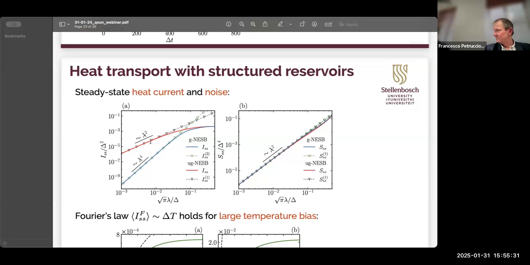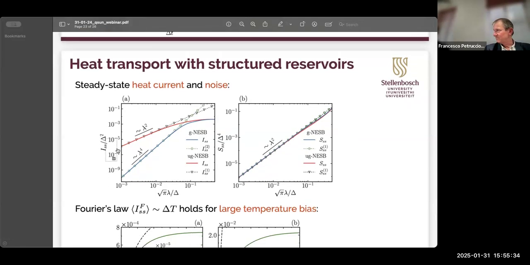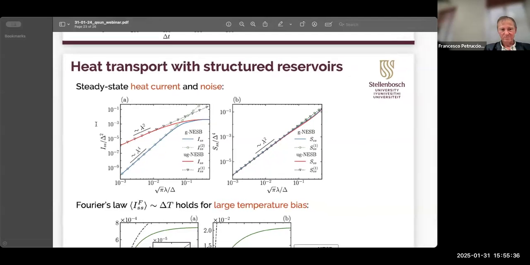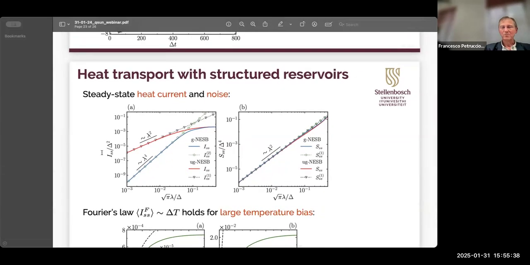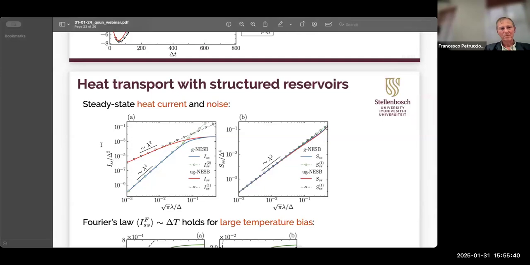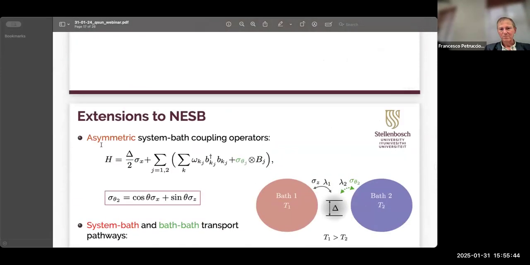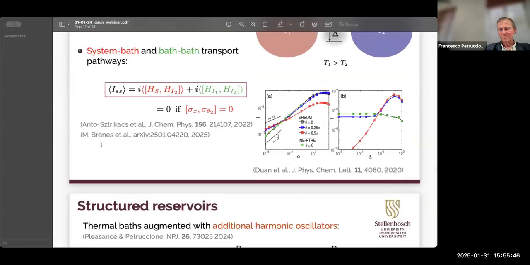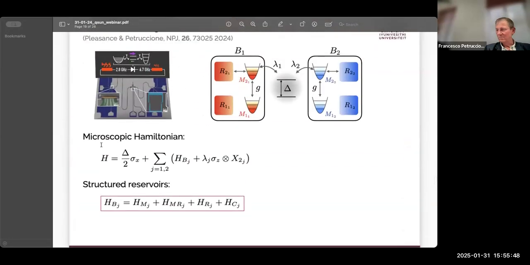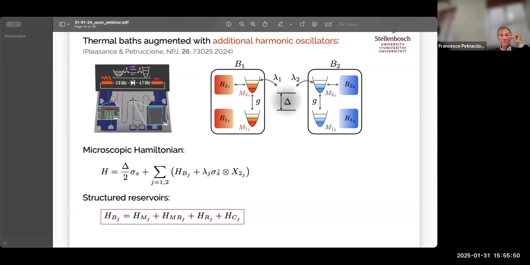Let me repeat that for people online, because I'm not sure if they heard the question. So I think the question was: in the type of model that we studied, we assume these commuting interaction operators. If you also introduce non-commuting interaction operators, would that also affect the scaling?